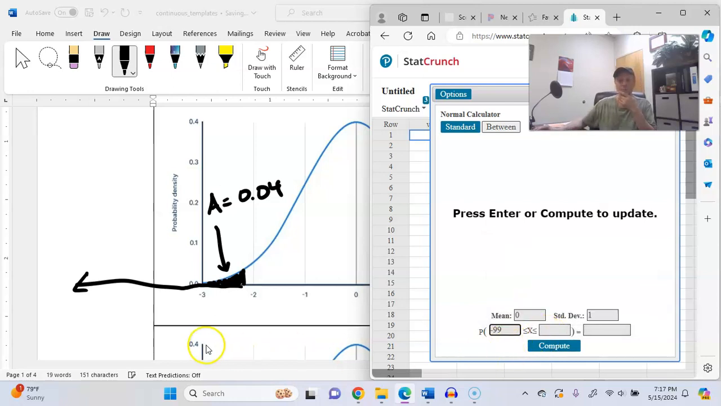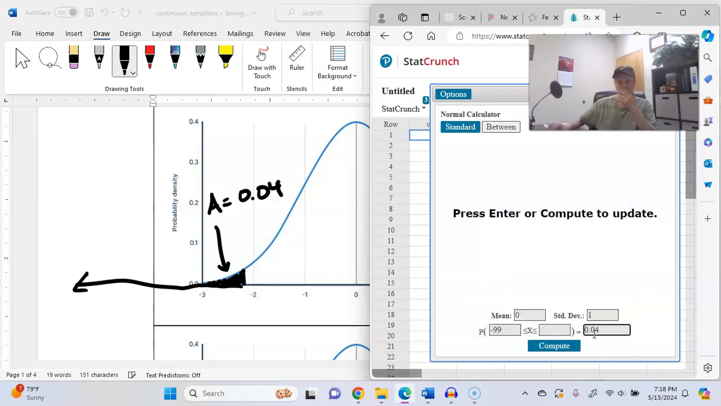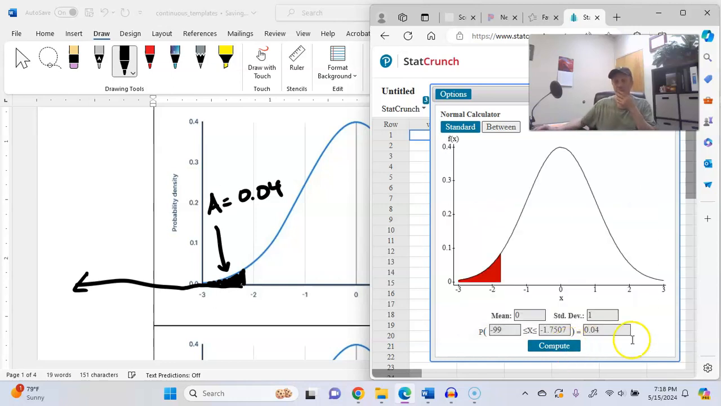Do we know the maximum? Do we know the rightmost value? No, that's what they're asking us for. But what we do know is we want the area to be 0.04. And StatCrunch does the magic for us. It tells us the z-score you're looking for is negative 1.75. And by the way, these are always rounded to the 100th place. That's the standard here. And again, I like to double check, make sure that this picture looks like mine.